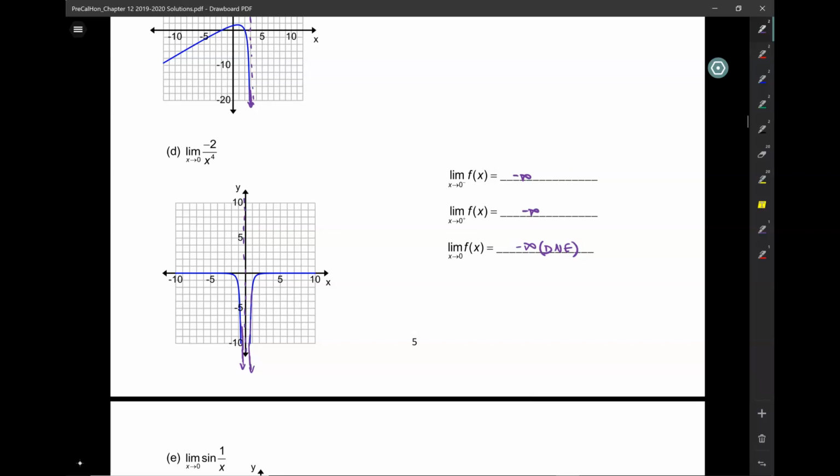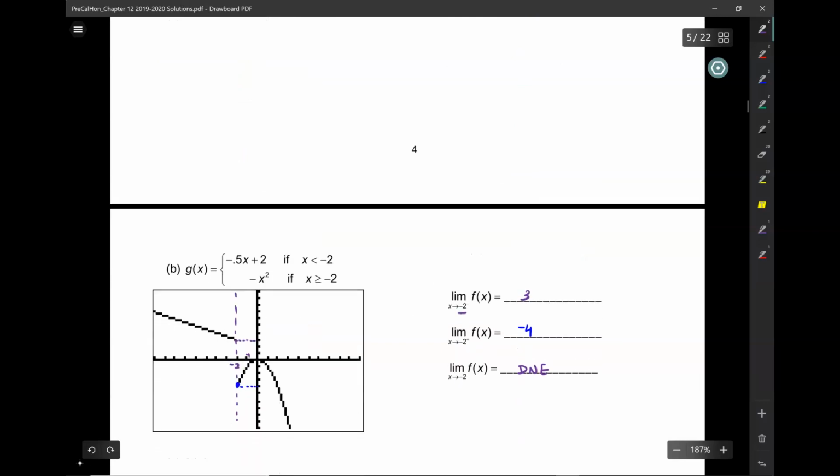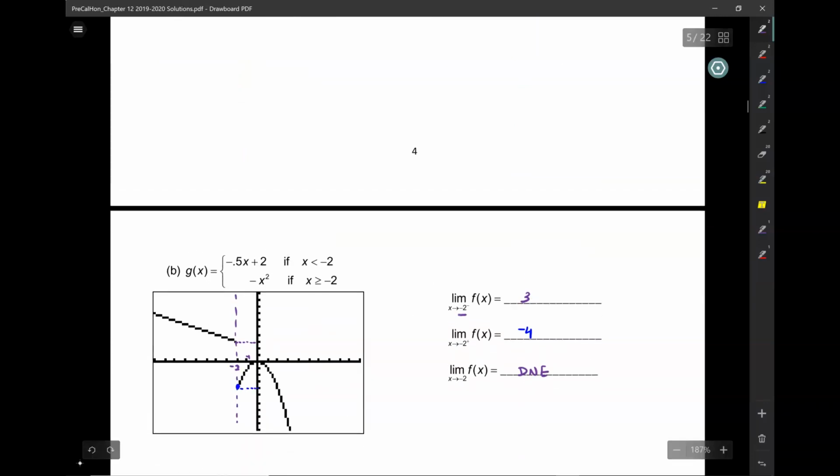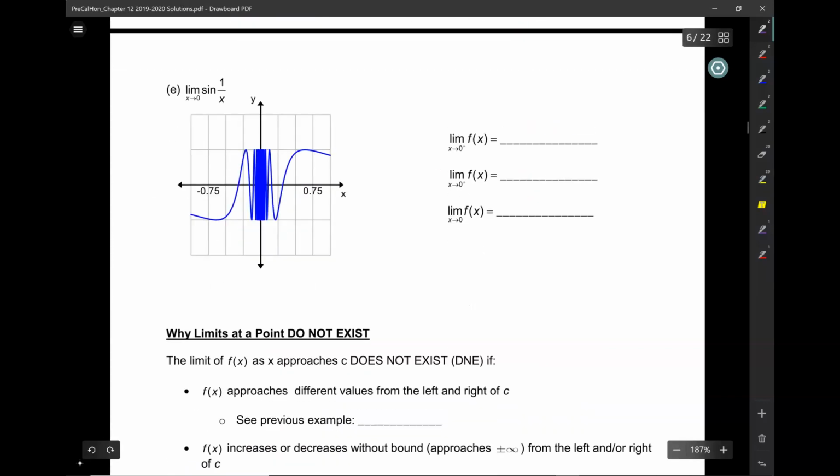All right? Now, I know you're asking me, well, what if I don't put DNE? Is it points off? It can be. So just make sure that you go ahead and put it, okay? Now, when you get DNE like this, you don't have to add infinity to it. It only works one way, not both ways. Okay, let's move on to the last one.